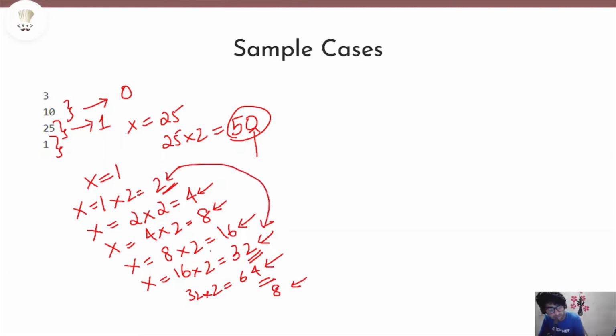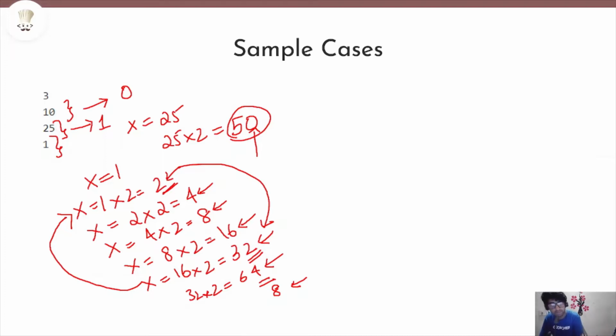This is a cycle, and now there is no way you come out of this cycle. Because if you multiply by 2, you get 4. If you multiply by 4, you get 8. If you multiply by 8, you get 16. If you multiply by 2, you get 32. If you multiply by 2, you get 64.